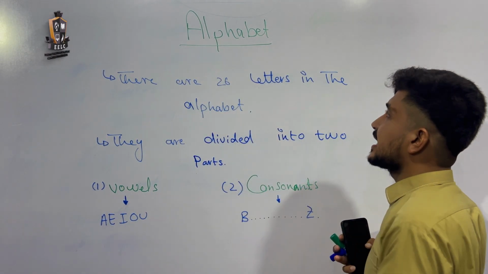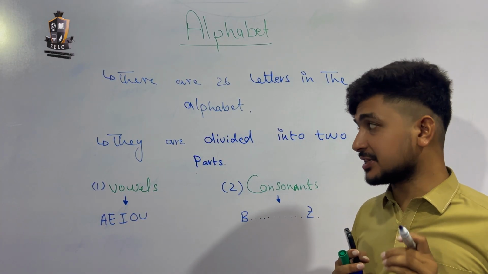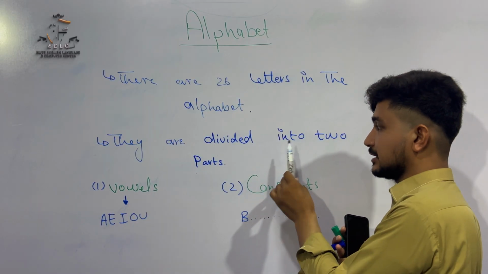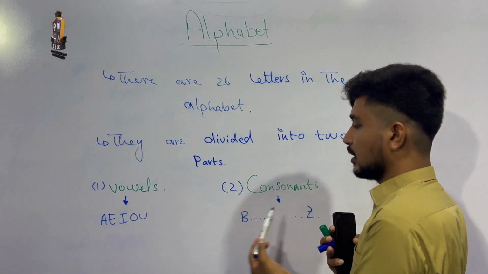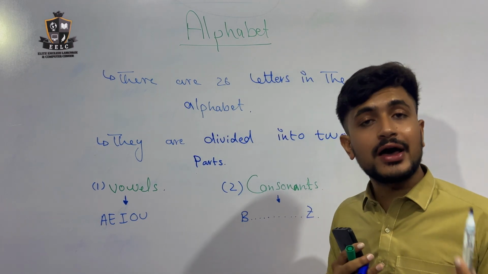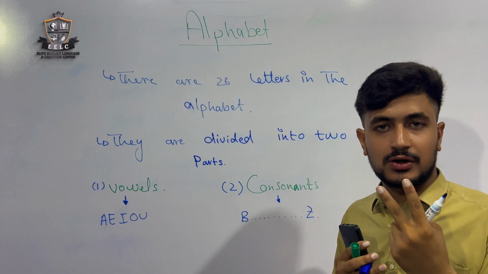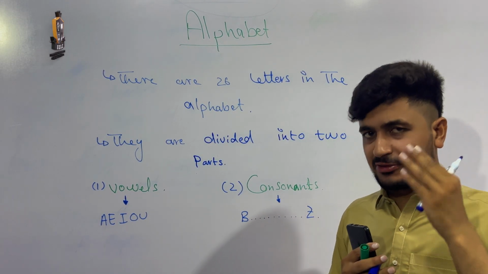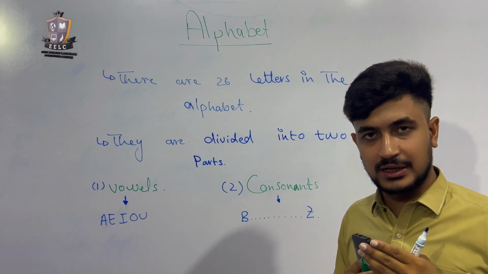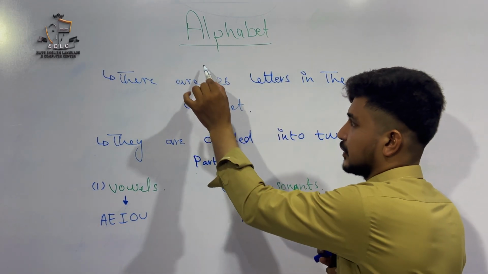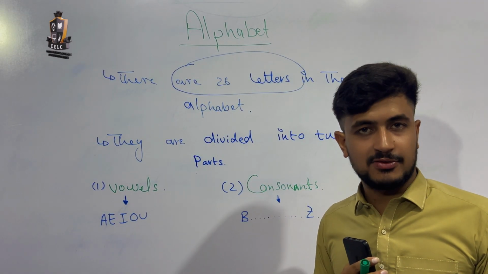There are 26 letters in the alphabet. They are divided into two parts. The one could be vowel, the other could be consonant. Why vowel and why consonant? Why have we divided them into two parts? We'll be studying them. But first we must know about the 26 letters of the alphabet I mentioned here. What are the 26 letters of the alphabet?